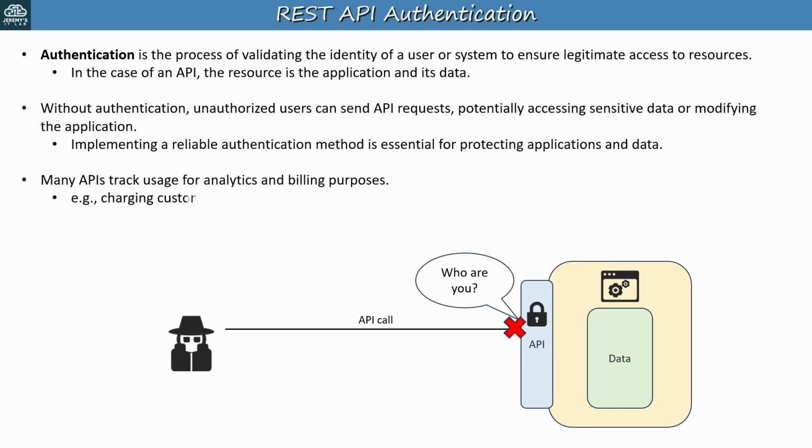For example, charging customers according to how much they use the API is a common practice. A great example is the ChatGPT API. Many AI applications use ChatGPT behind the scenes, and OpenAI charges businesses based on token usage. Basically, a token is a chunk of text, either input or output, and this means companies pay more as they send larger or more frequent requests to the API.